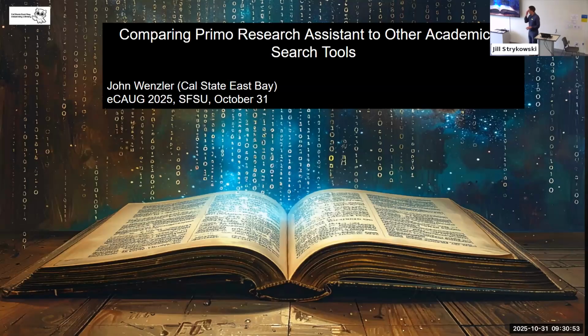So what I'm going to talk about today is a little personal experiment I did comparing Primo Research Assistant to some other academic AI search tools, right? It's a personal experiment I did because I've been interested in this. At East Bay, unlike San Jose, we don't use Primo Research Assistant, but I have access to it on the development side. I've been playing around with it, and I compared it to a few other tools that have come out that do academic AI research and searching. So that's what I'm going to talk about today.